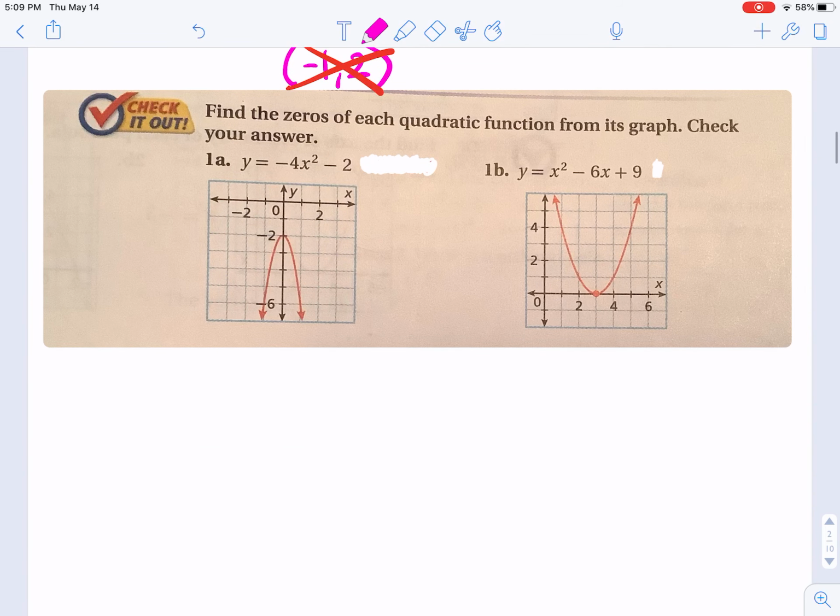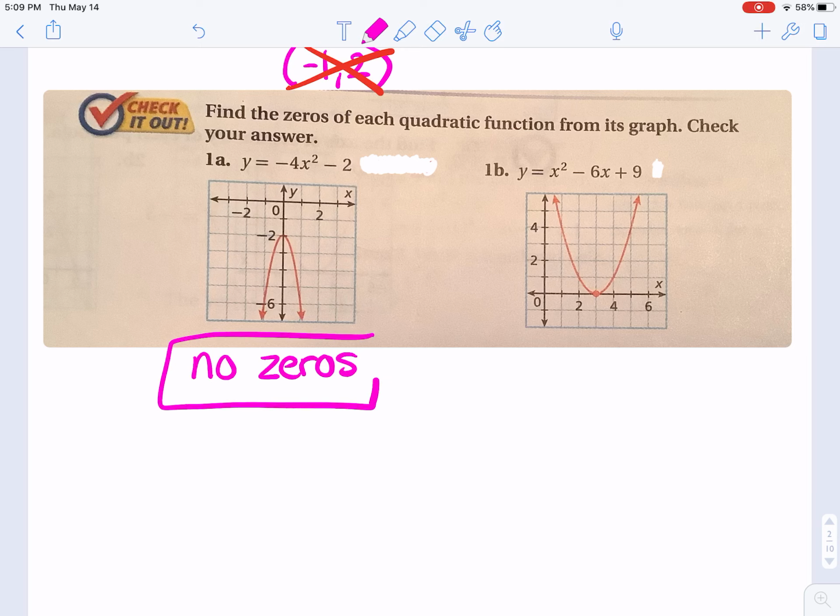All right, let's try these examples. Again, I don't even really need to look at this, okay? I'm just going to focus. I would use those equations to check my answer. However, I'm just going to look at the graph, and in 1A, notice it does not touch the x-axis, so my answer is no zeros. In this 1B, it touches only in one place, and that one place is 3.